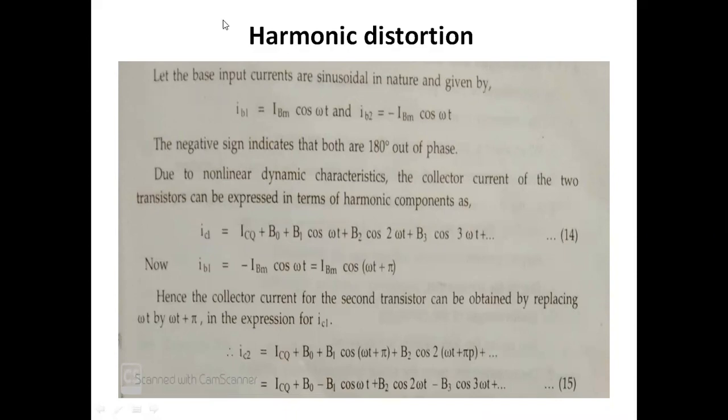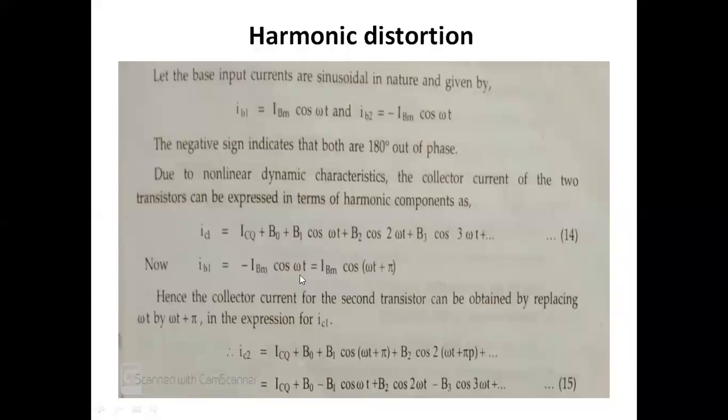Next, similarly, for IB2, not IB1, IB2 is minus IBM cos omega t. Minus IBM cos omega t we can also write as IBM cos of omega t plus pi, because cos of 180 plus theta is minus cos theta.